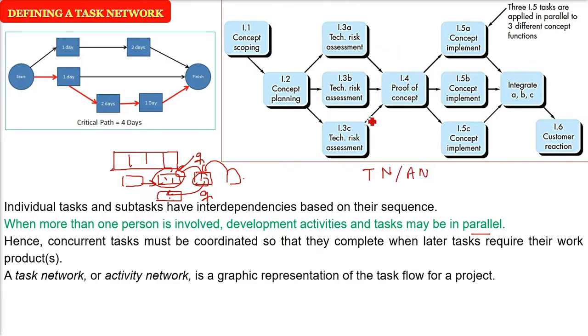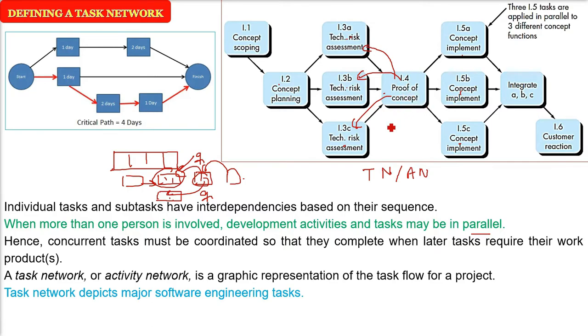You should see here, it's like a computer network or a people network, different kind of network. So here the network is of task. This is a graphic representation of task flow. Now this 1.3a, 1.3b, 1.3c, they are working in parallel. They are in parallel, but some are sequenced. So task network depicts major software engineering tasks.